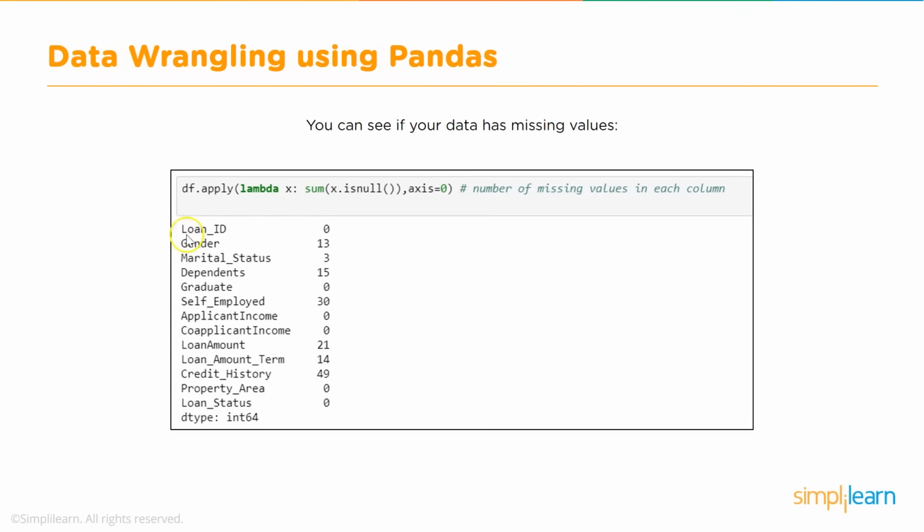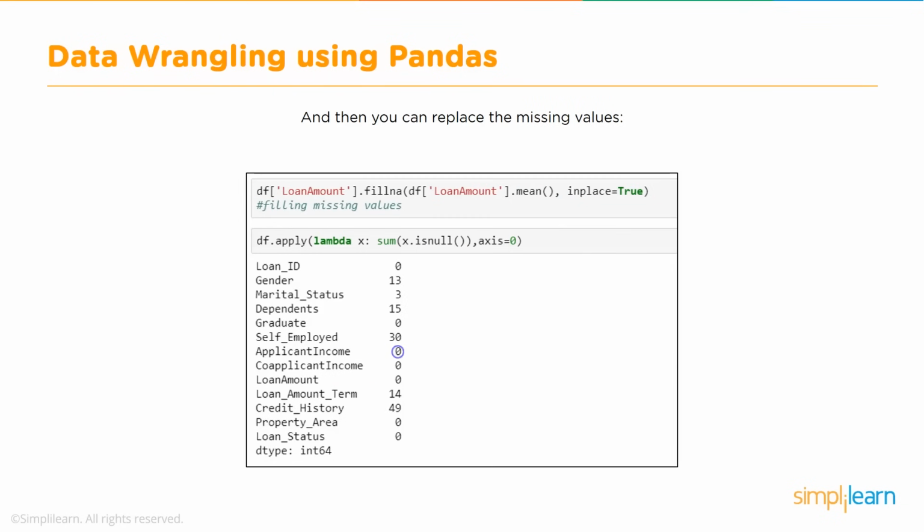So here you will see that for loan ID, obviously it's an ID, so there are no null values or missing values. Gender has about 13 observations where the values are missing. Similarly, marital status has 3 and so on and so forth. Loan amount has 21 observations where the values are missing. Loan amount term has 14 observations and so on. So we'll see how to handle these missing values.